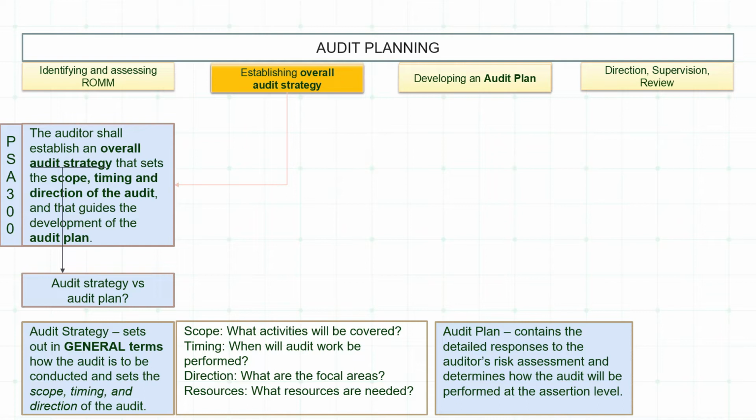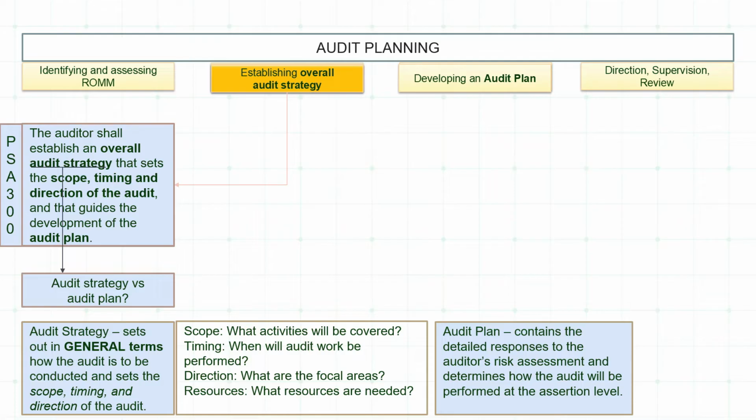Secondly, when will the audit be performed? Will the audit team be performing an interim audit or will it be a year-end audit? And in terms of the direction, what are the focal areas? Are there areas that need more audit attention, which is generally born out of the results of our risk assessment procedures and especially our analytical procedures as performed in the planning phase? Finally, the auditor will also determine what resources are needed. Is there a need for experts? Is there a need for a more seasoned audit team? And does the firm have those resources?